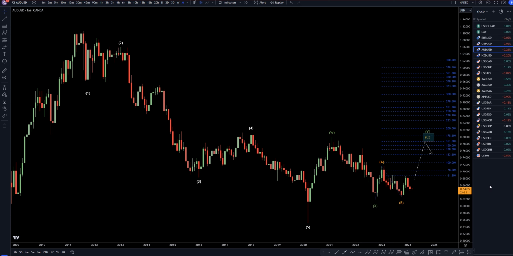Today is Tuesday, March 5th, and this is my analysis of the Aussie US dollar starting on the monthly, working my way down to the 1 hour time frame for the full top down analysis.